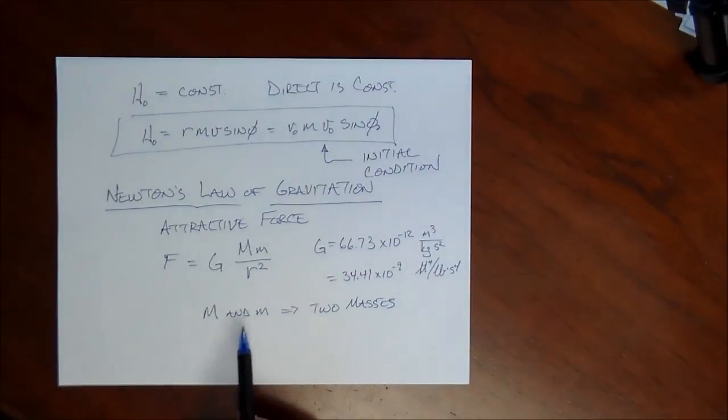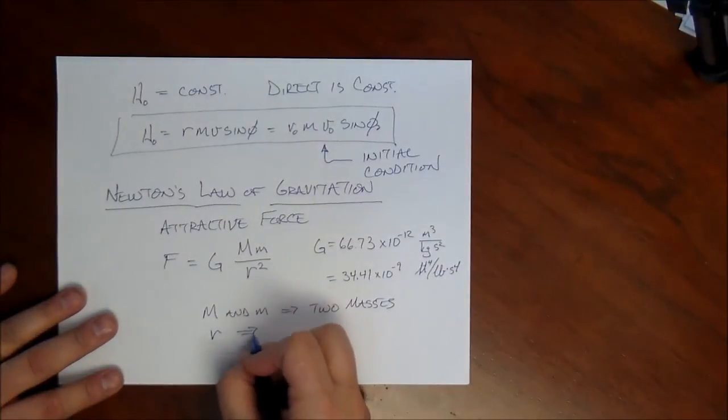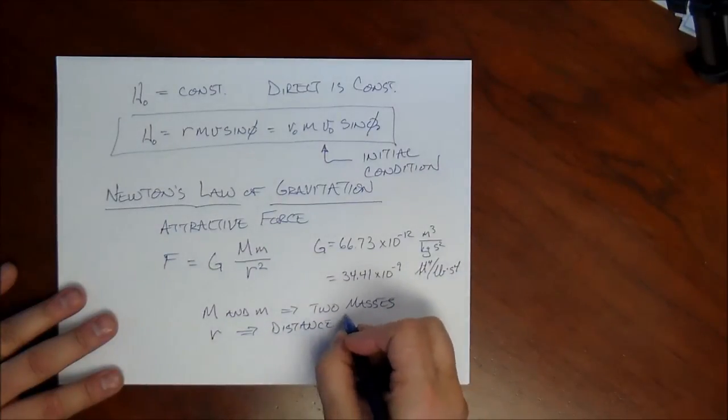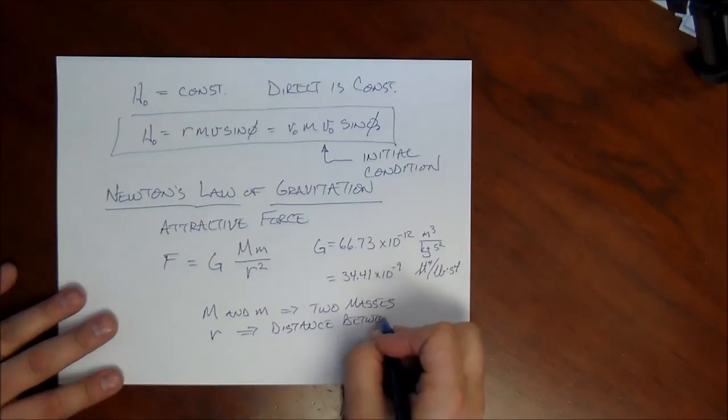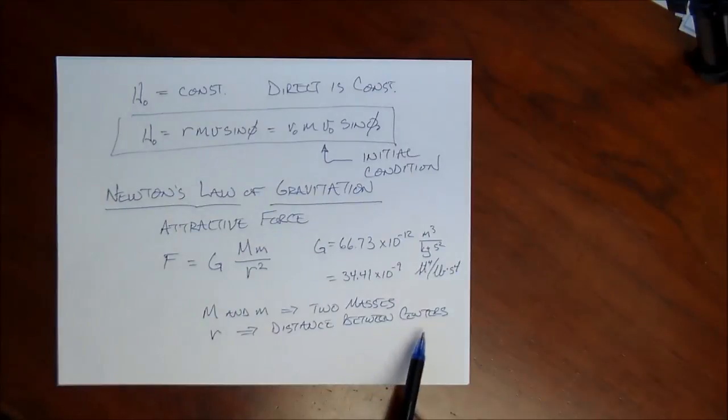The big M and little m, those are the two masses, maybe the mass of the Earth and the mass of a satellite, the mass of the Earth and the mass of the Sun, whatever two objects you're interested in. And r is the distance between the two masses' centers. And that's important, the distance between the centers. If you talk about a satellite rotating about the Earth, it's not the distance from the satellite to the surface of the Earth, it's the distance from the satellite to the center of the Earth.